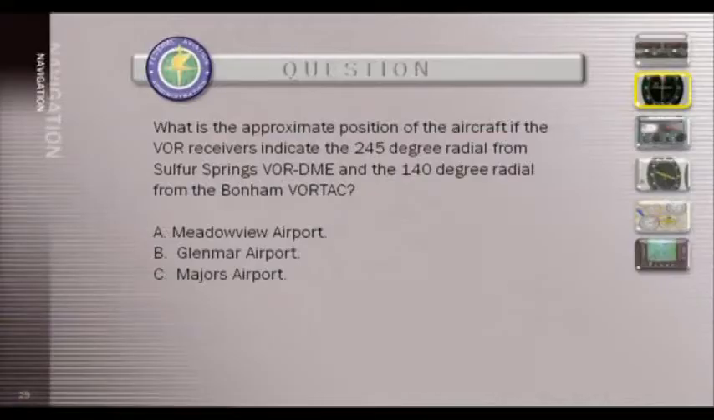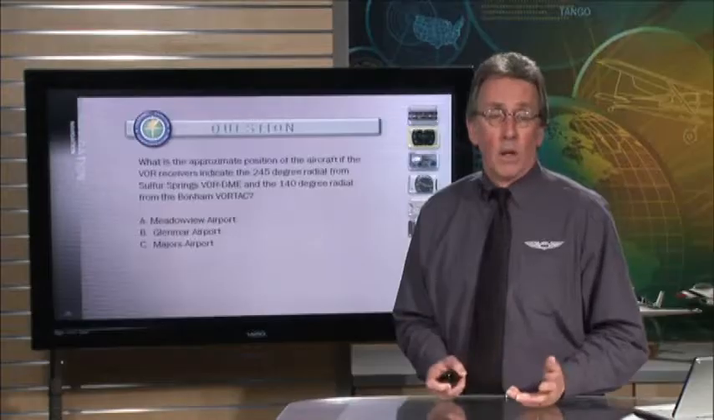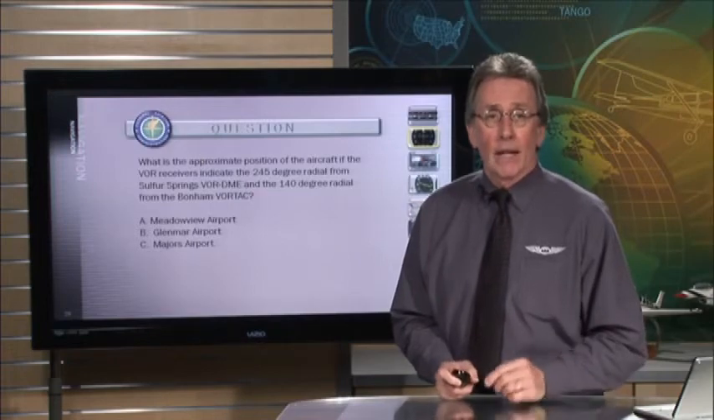Let's do another FAA test question. What is the approximate position of the aircraft if the VOR receivers indicate the 245 degree radial from Sulphur Springs VOR DME, and the 140 degree radial from the Bonham Vortac? It's A, B, or C, one correct answer.